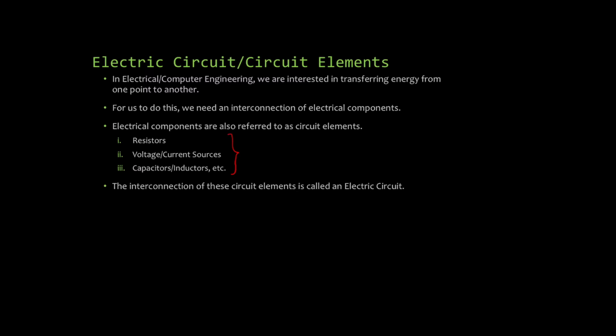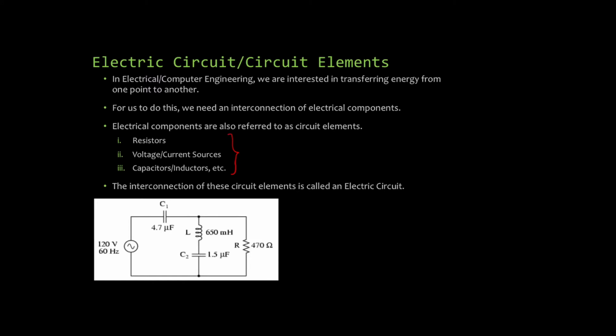However, when we interconnect these circuit elements and produce an electric circuit, it can be very useful and practical in the real world. So for example, we have a voltage source, we have two capacitors, an inductor, and a resistor. But these circuit elements alone are not very useful. However, when we interconnect these circuit elements, using wires particularly, this can become very useful.